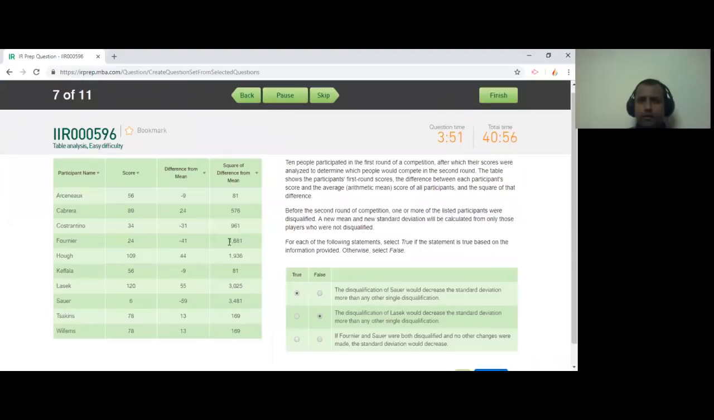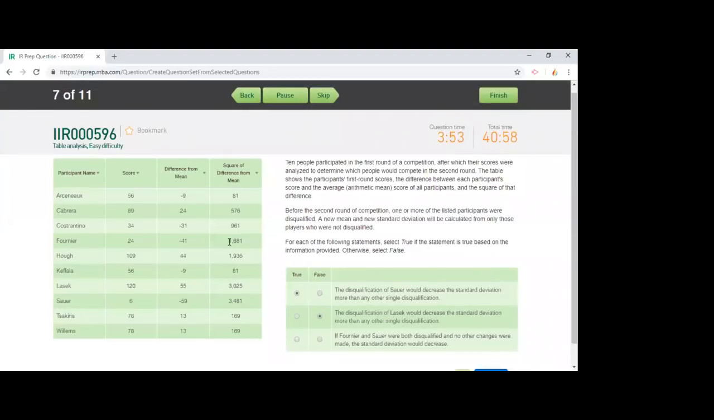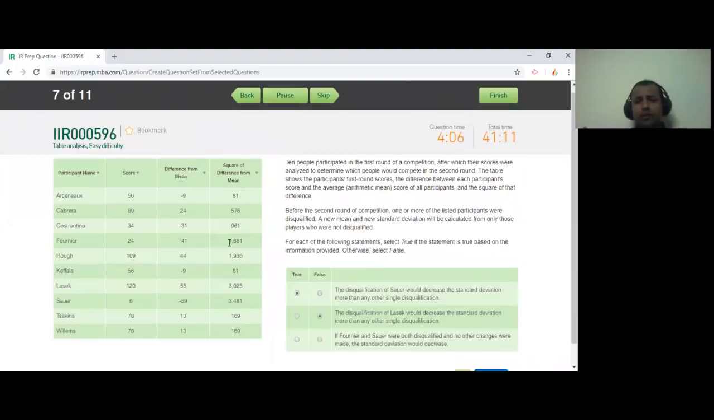Yeah. So in this case, if we remove both of them, then the mean will move in the upper direction. If it moves in the upper direction, then we need to calculate basically the difference of the mean for the remaining values. Okay, so not very precise.